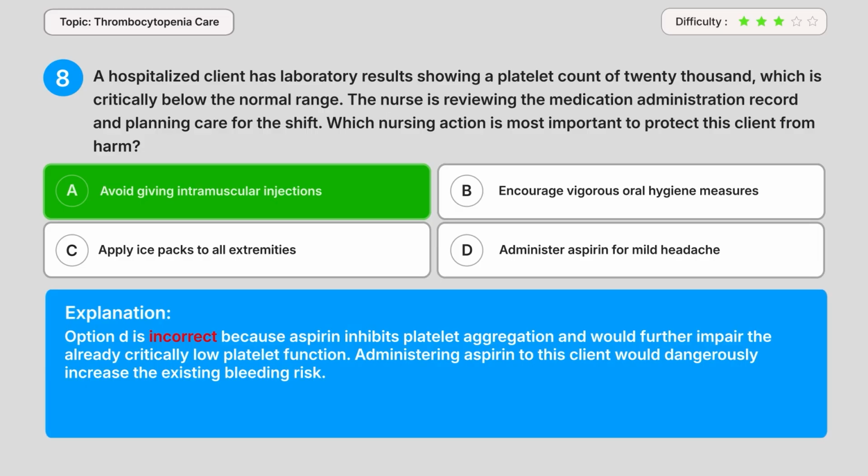Option D is incorrect because aspirin inhibits platelet aggregation and would further impair the already critically low platelet function. Administering aspirin to this client would dangerously increase the existing bleeding risk.